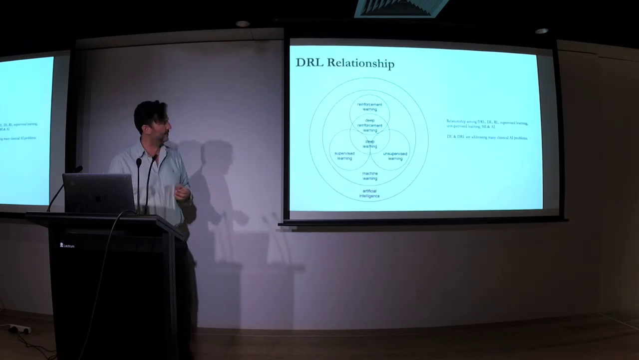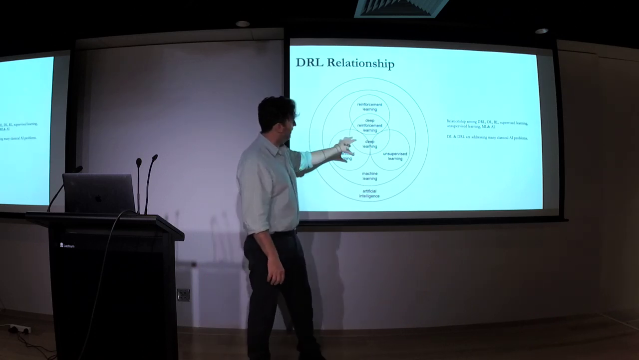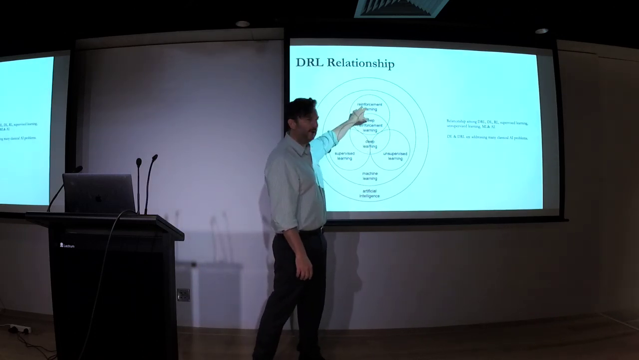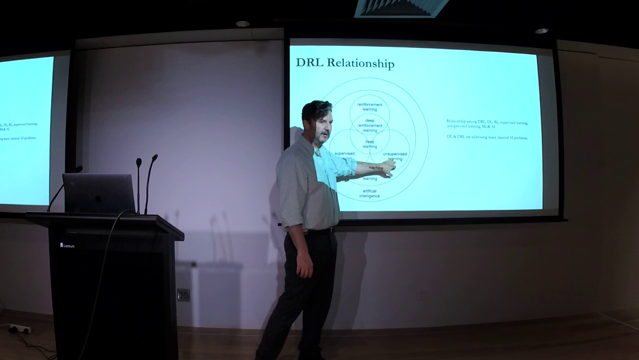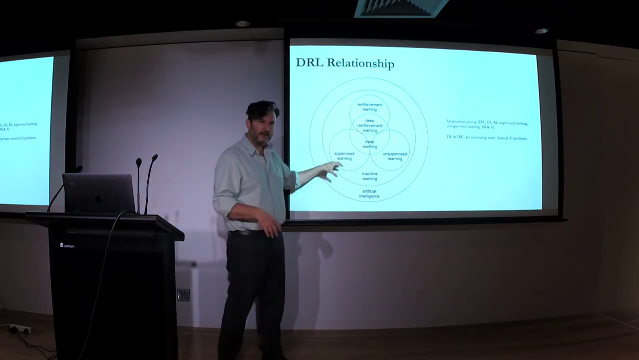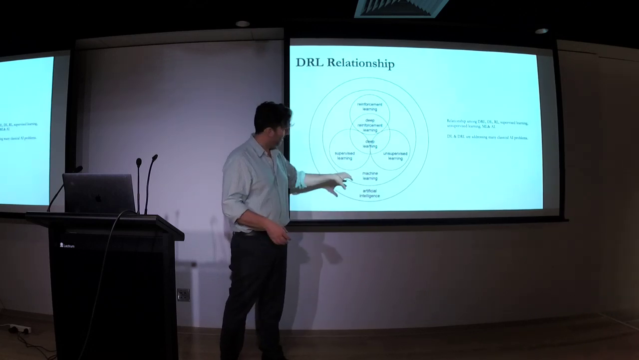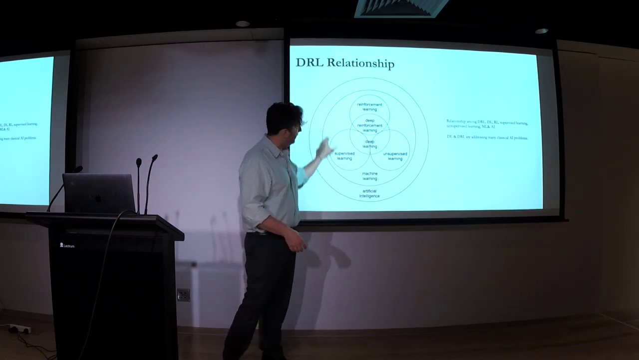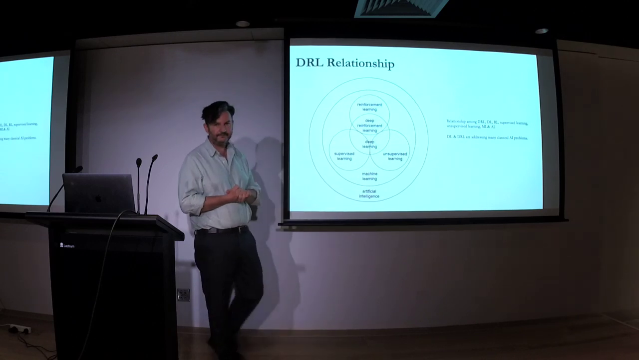And if we look at the relationship between, we've got deep reinforcement learning, we've got reinforcement learning, we've got unsupervised learning, so unsupervised learning is unlabeled data, remember. We've got supervised learning, which is labeled data sets, and we've got machine learning and artificial intelligence.